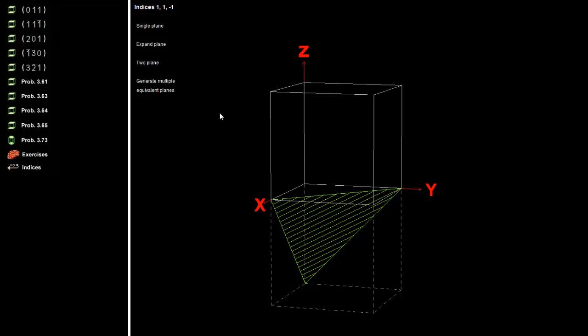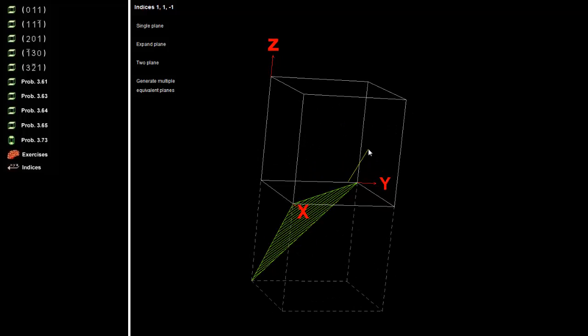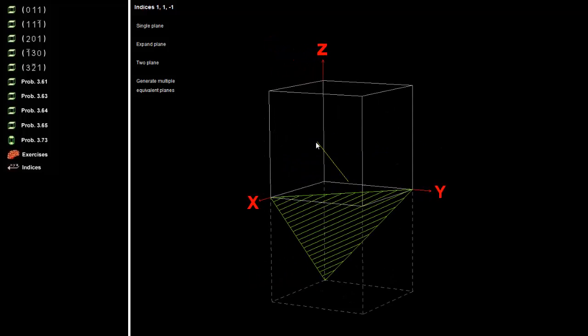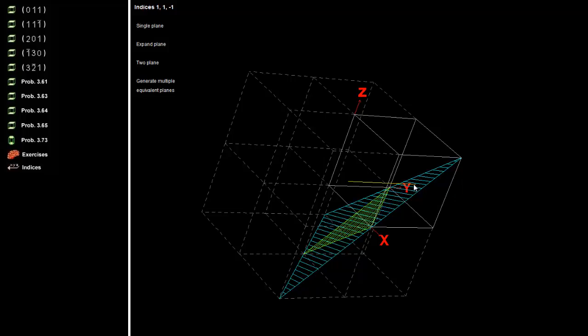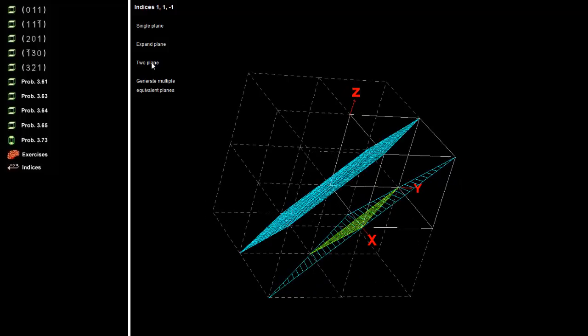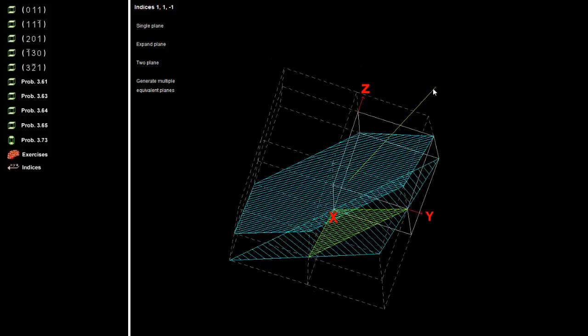Let's look at the 1, 1, 1 bar plane. So it intersects each one of these axes, Y, X, and Z. Intersecting Y at 1, X at 1, and Z at negative 1. But don't forget, we need to take the inverse of each first. That's how we find the indices. Okay, so let's see what this looks like. So we've got more planes here, and then we have some parallel planes that you can see.